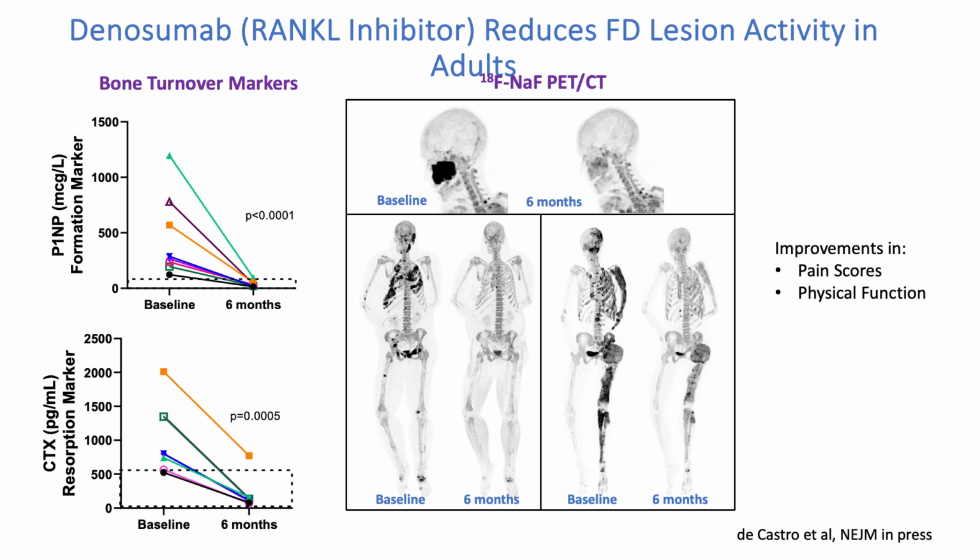So this is a sodium fluoride PET CT, which you may have heard about in an earlier lecture. This is a scan that allows us to really measure how much activity is going into the lesion. And with denosumab treatment, we see this activity decline. In this study, we saw improvements in pain scores and improvements in physical function. So this was all very encouraging results.